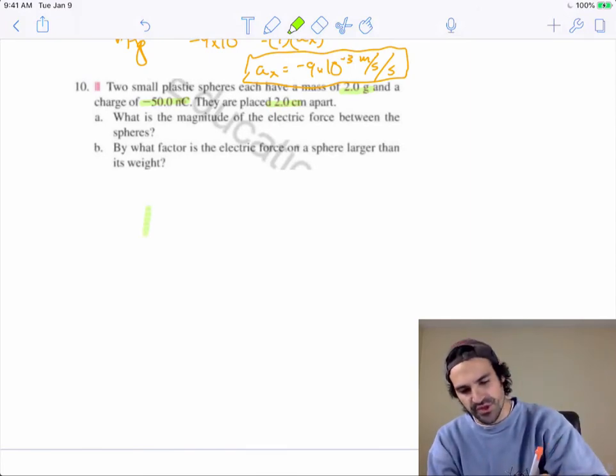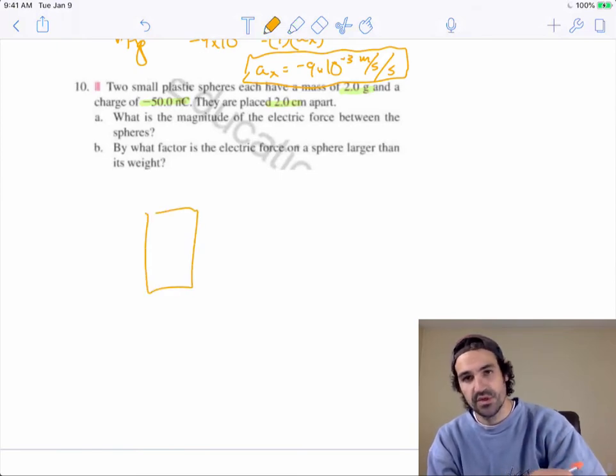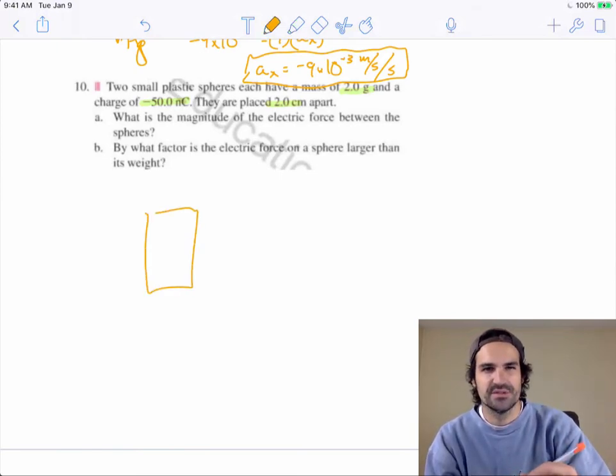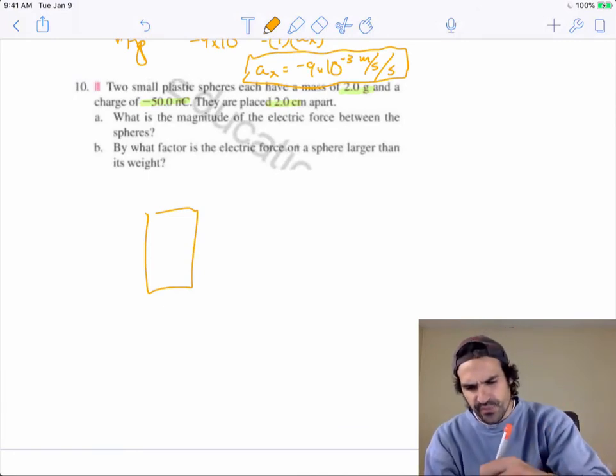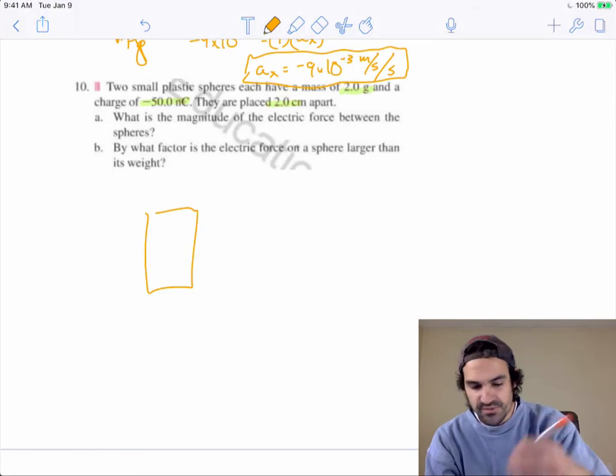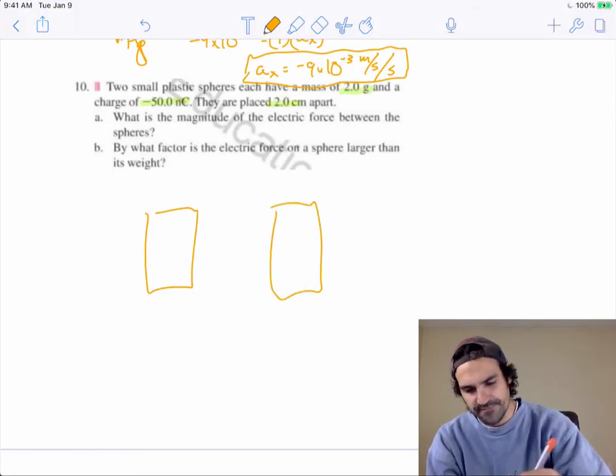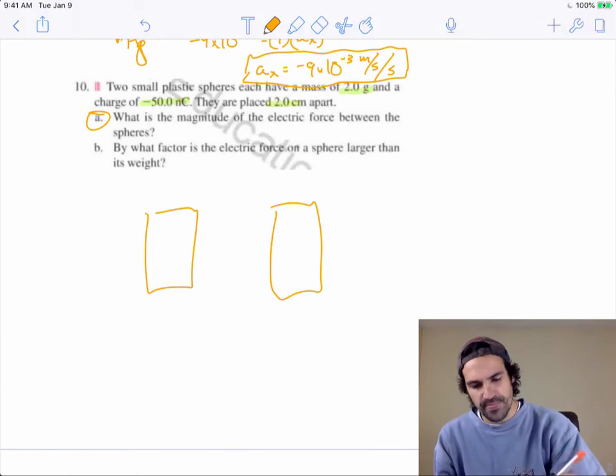What's the magnitude of the electric force between the spheres? So first I'm going to draw a diagram. I guess we don't even need to look at the mass yet. And I'm pretty sure I only required A for this question, but I'm going to walk through B as well.